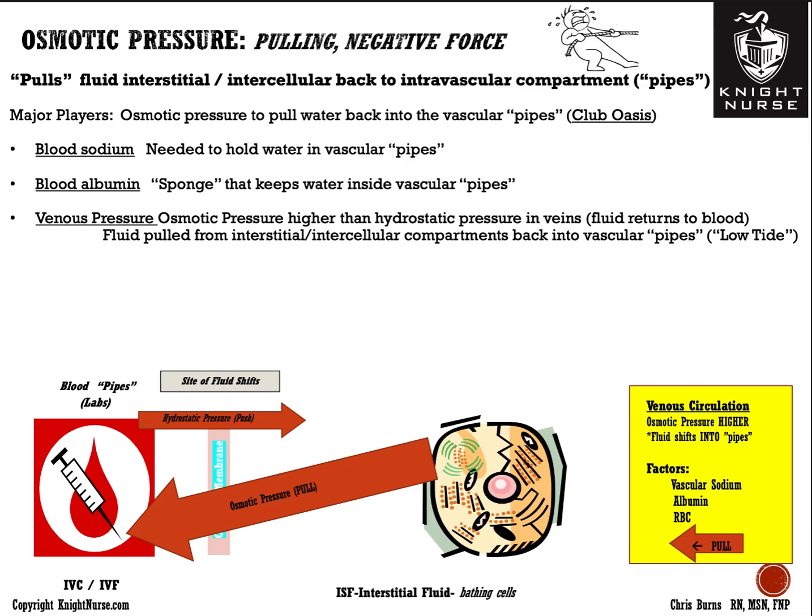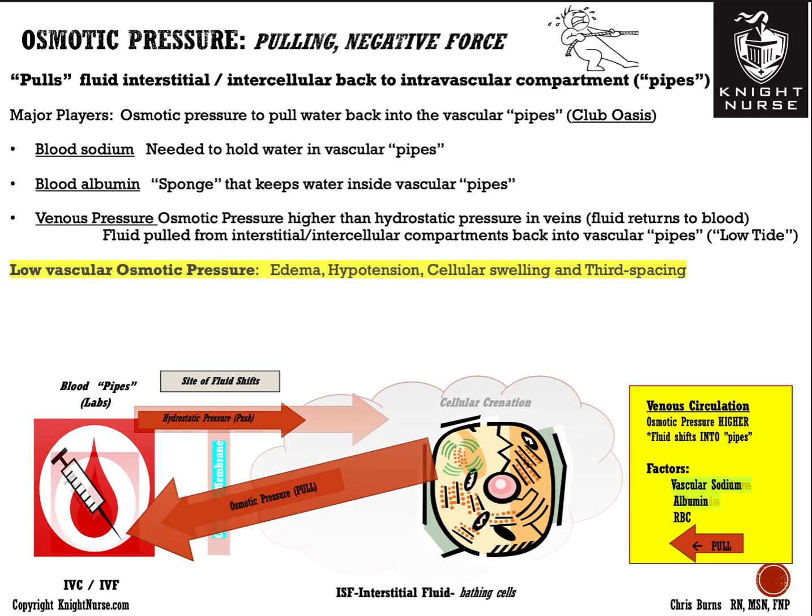So it pulls fluid back into the pipes and allows the wastes and old fluids that were around the cells to get back into the bloodstream to be eliminated. So it's a perfect system when it's working well. Now, things can go wrong.